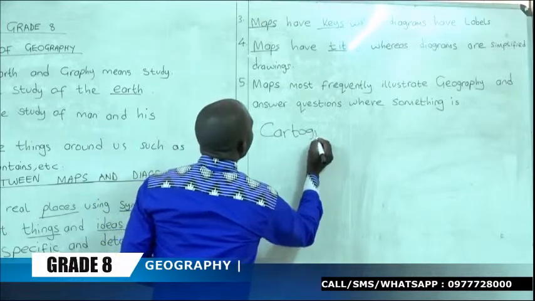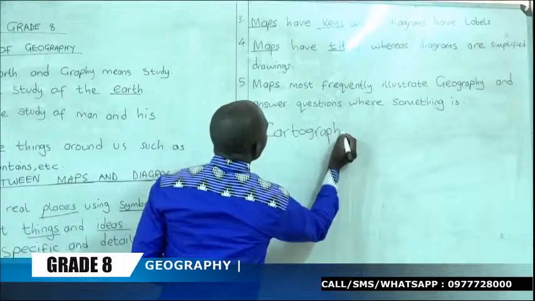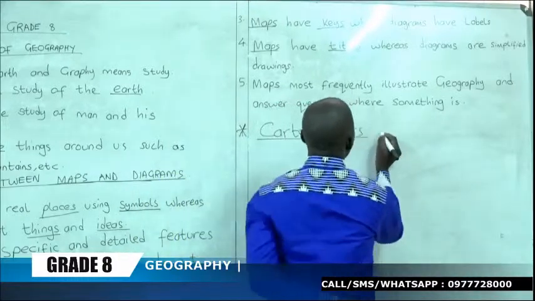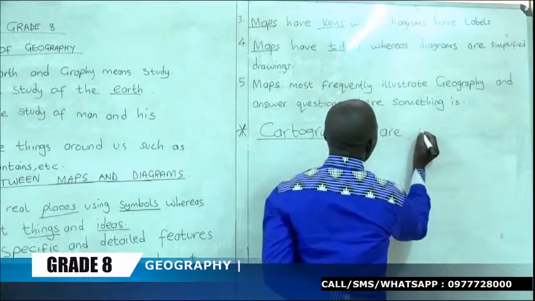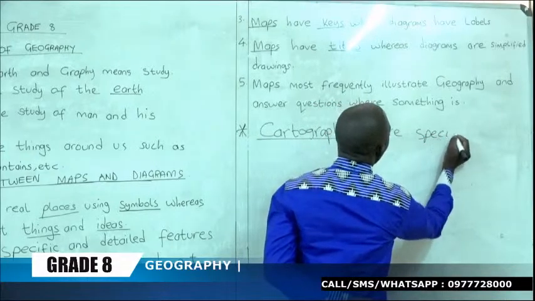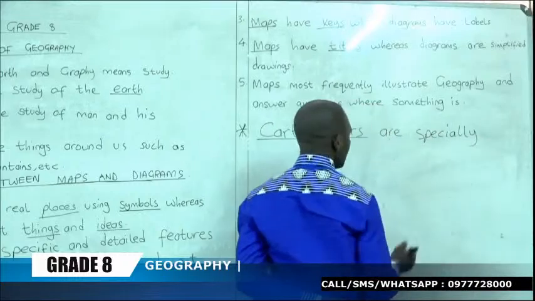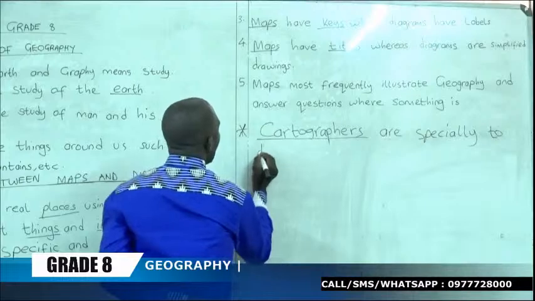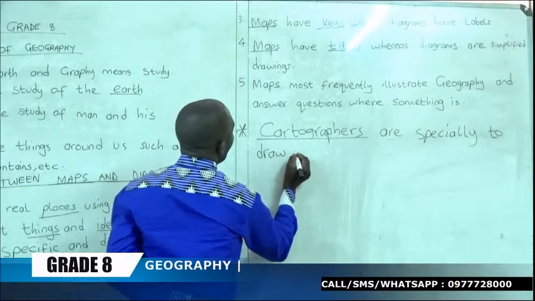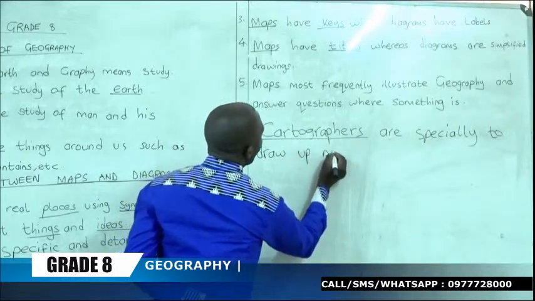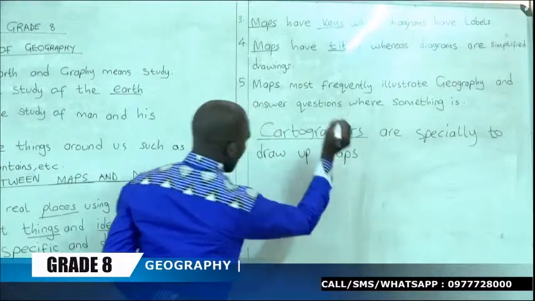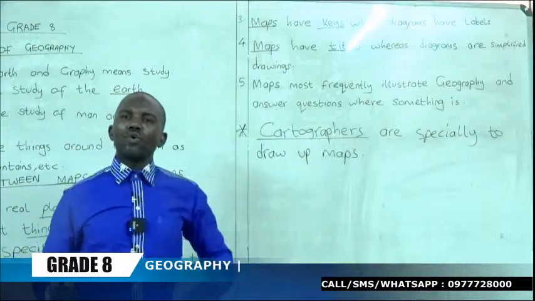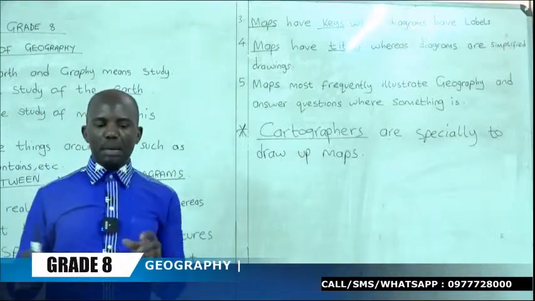Cartographers are people who are specially trained to draw up maps. So these people are called cartographers. Now, what do cartographers have to know before they start drawing up the maps?